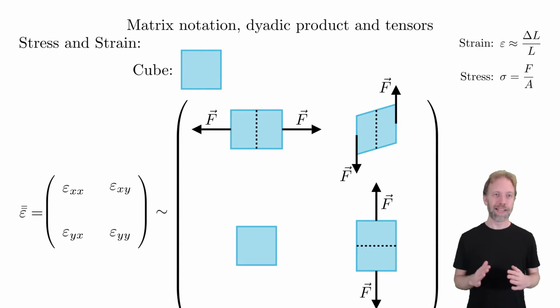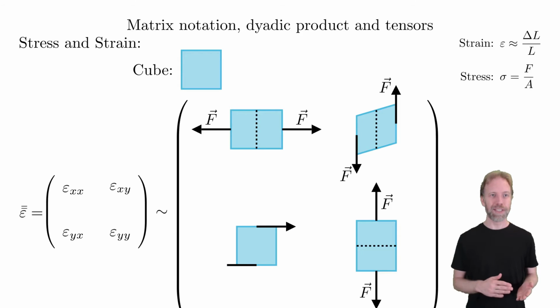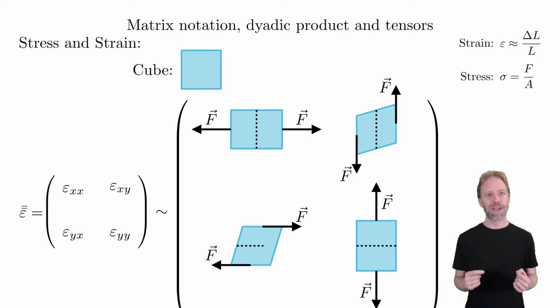Finally, for the yx term, offset the force in the y direction and let the force be in the x direction. This will give a similar deformation as the other off-diagonal terms. This term will have the normal vector of the cross-section in the y direction. This is the conceptual view of a strain tensor.